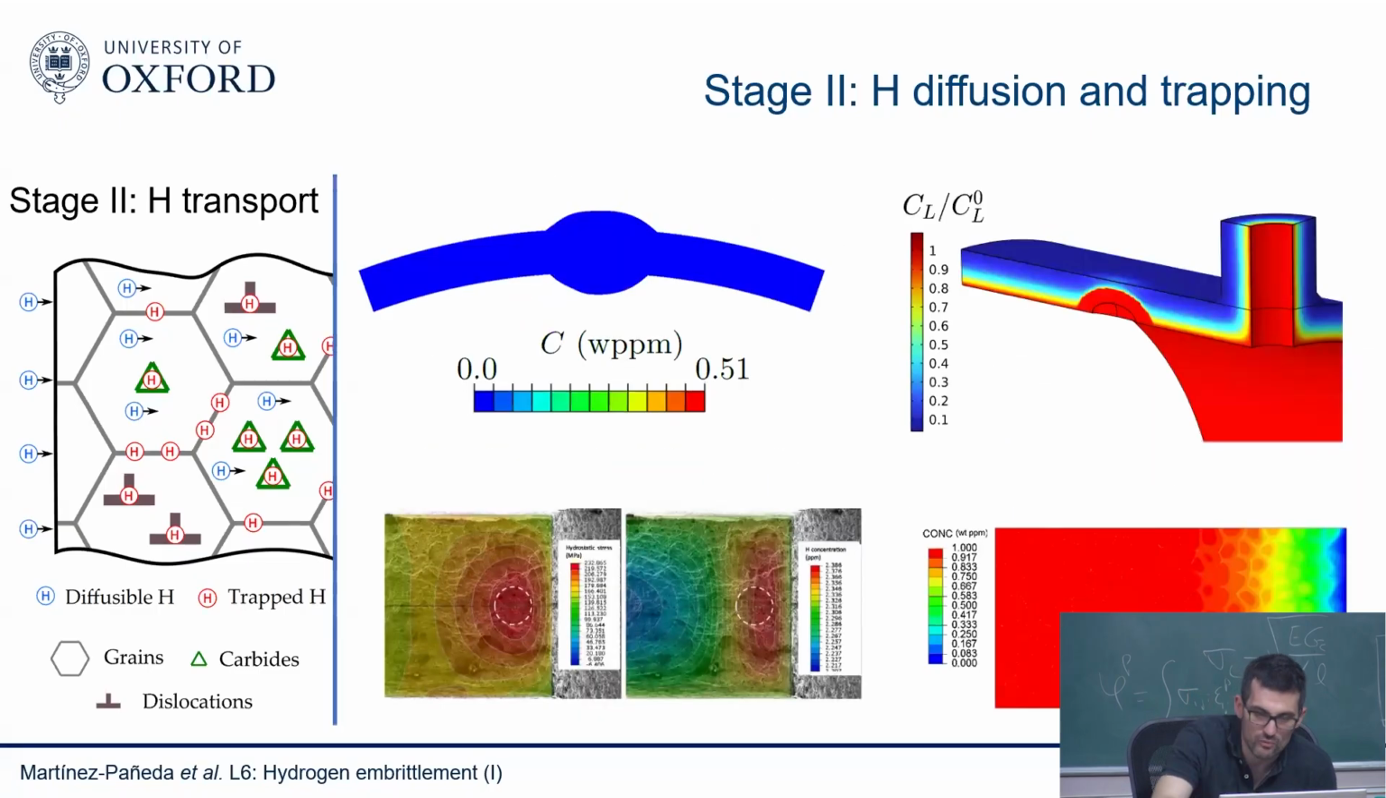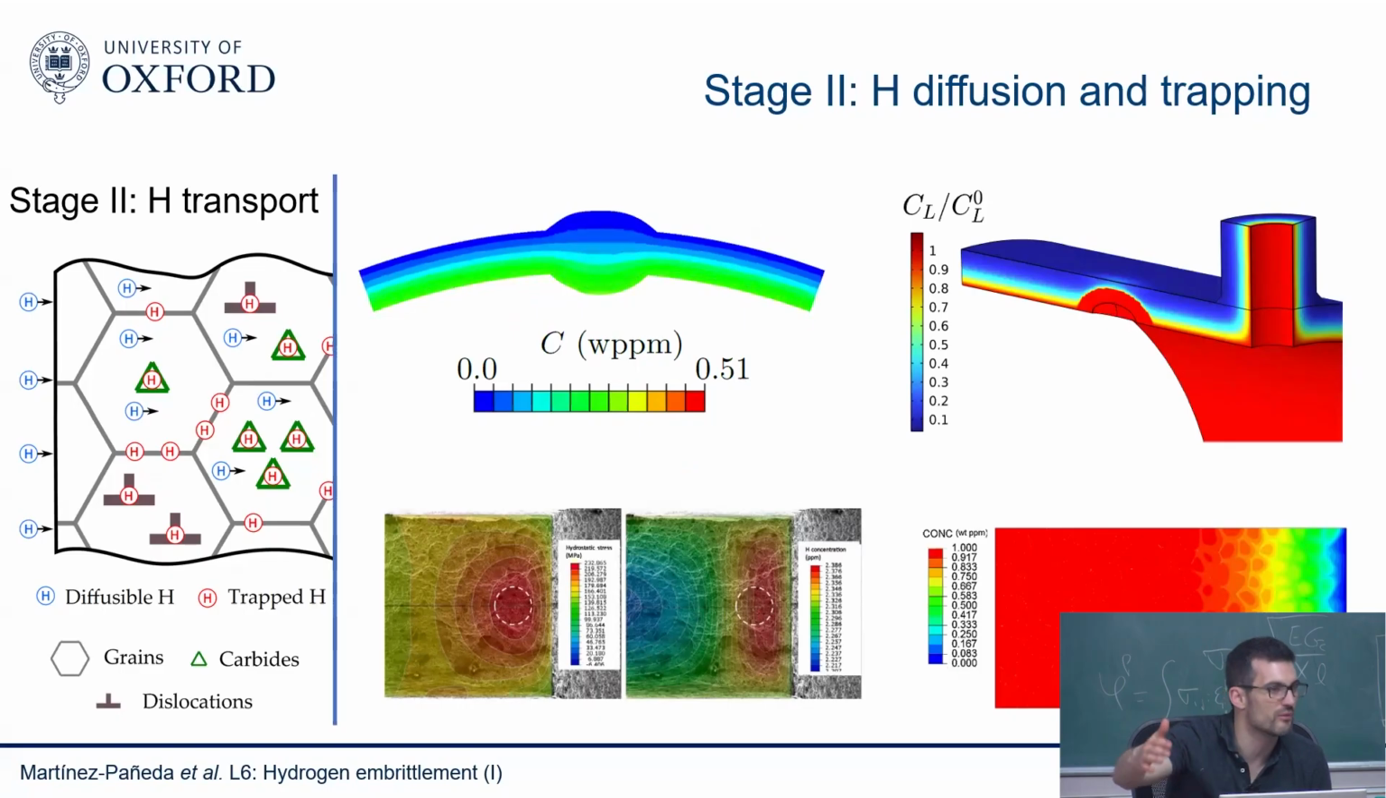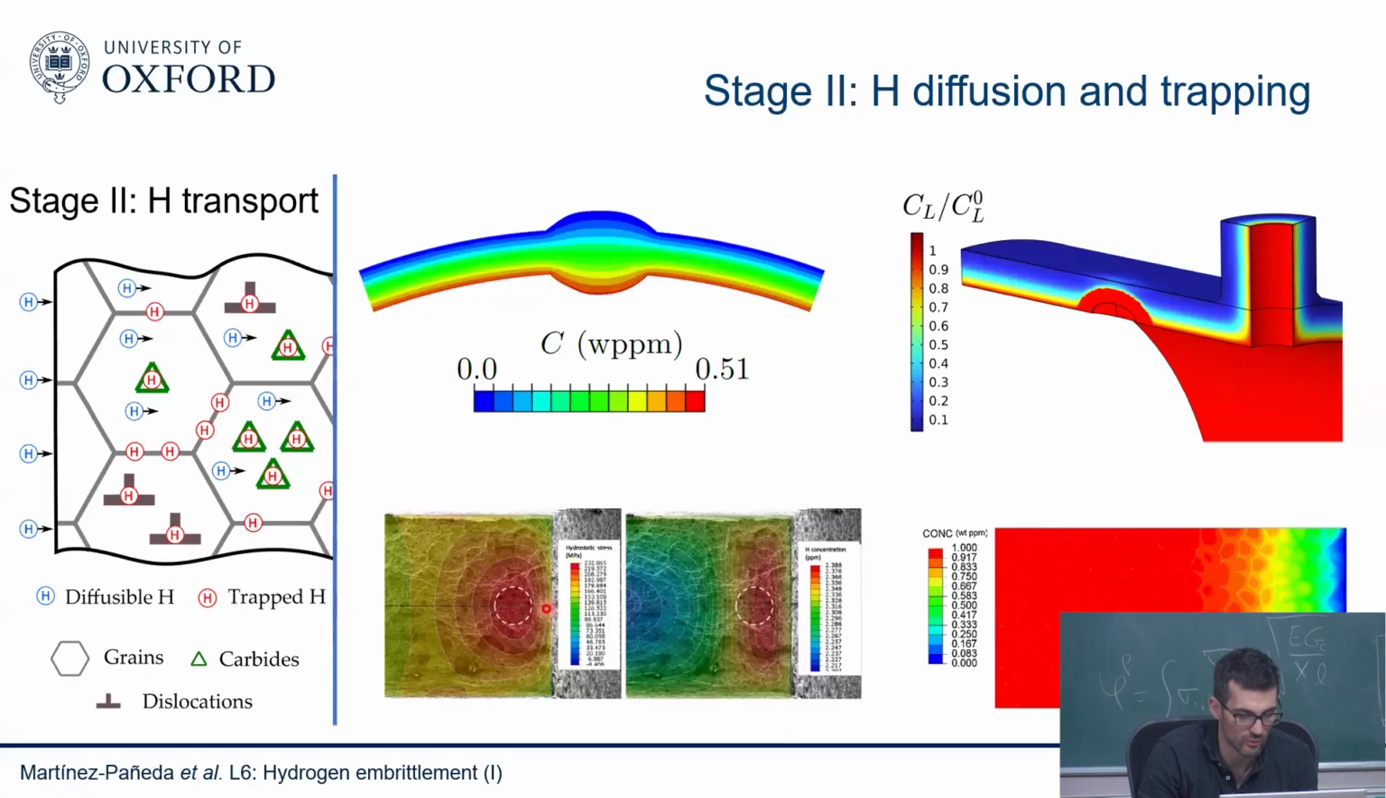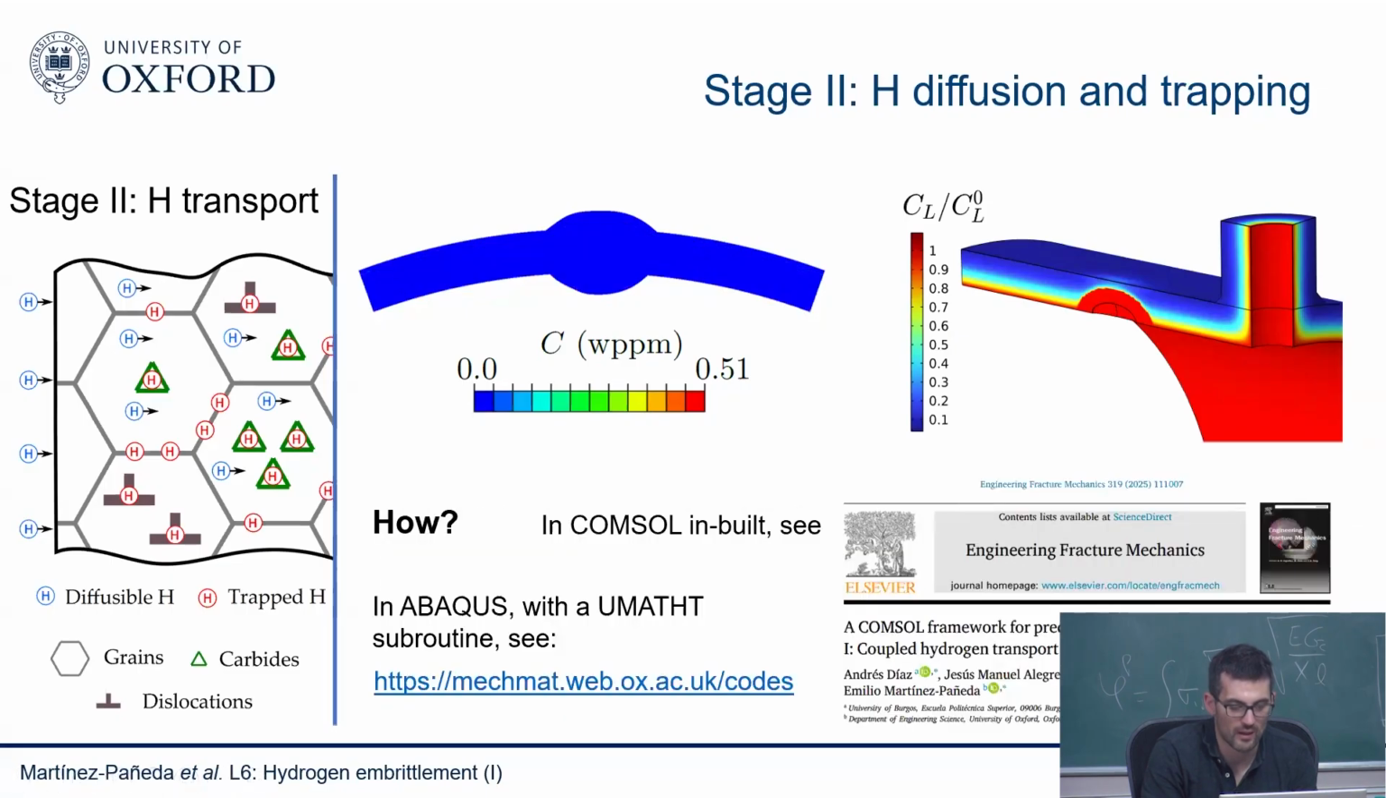And again, this I showed yesterday. Once you have that implemented into your model, you can predict the diffusivity and transport of hydrogen within your component. And you can see here that where hydrogen accumulates seems to agree with what you see in the fractographies. And how you do it in practice.